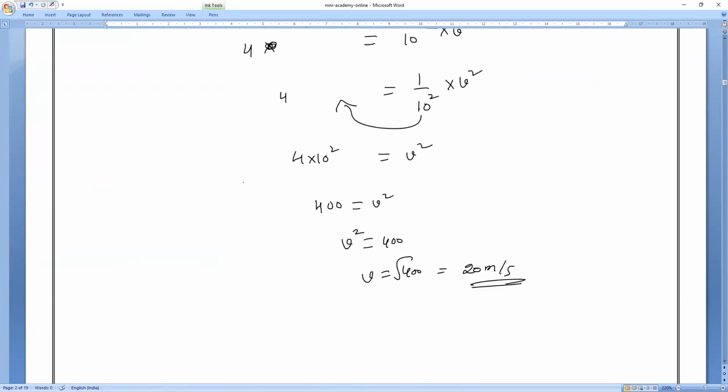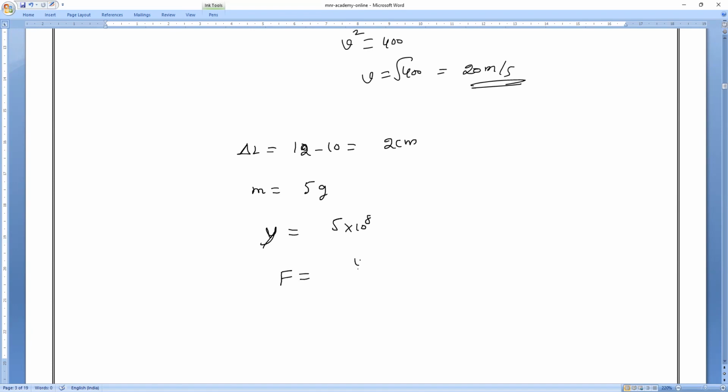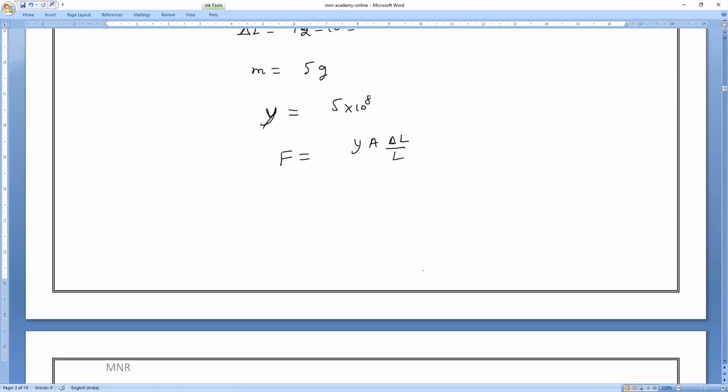So let me write the given data first. Delta L is equal to 12 minus 10, which is equal to how many centimeter? 2 centimeter. Now m is equal to how many grams, everybody? 5 grams. And Young's modulus is equal to 5 into 10 power 8. And force F is equal to Young's modulus into A into delta L divided by L. First, I will find the area. It is given as 1 mm square, which is equal to 1 into 10 power minus 6 square meter. So I'll find the force.